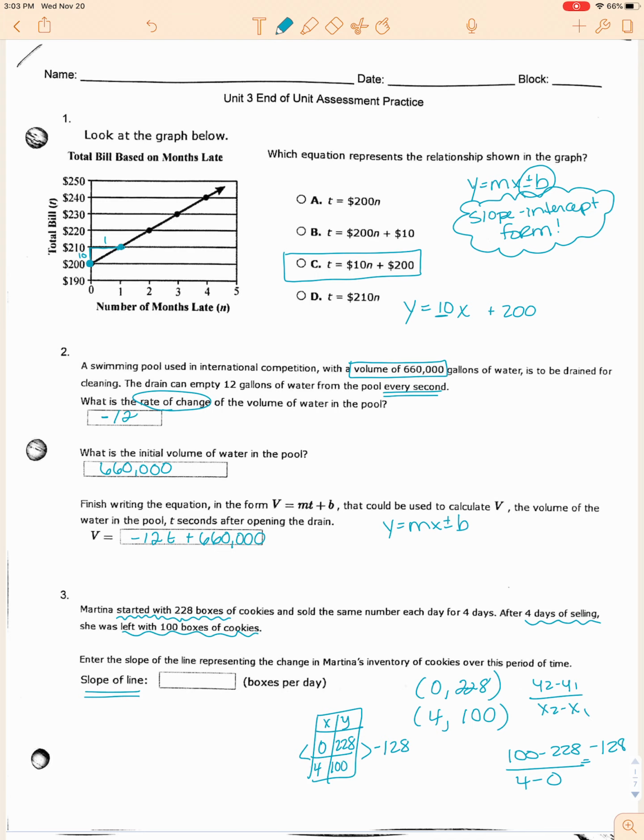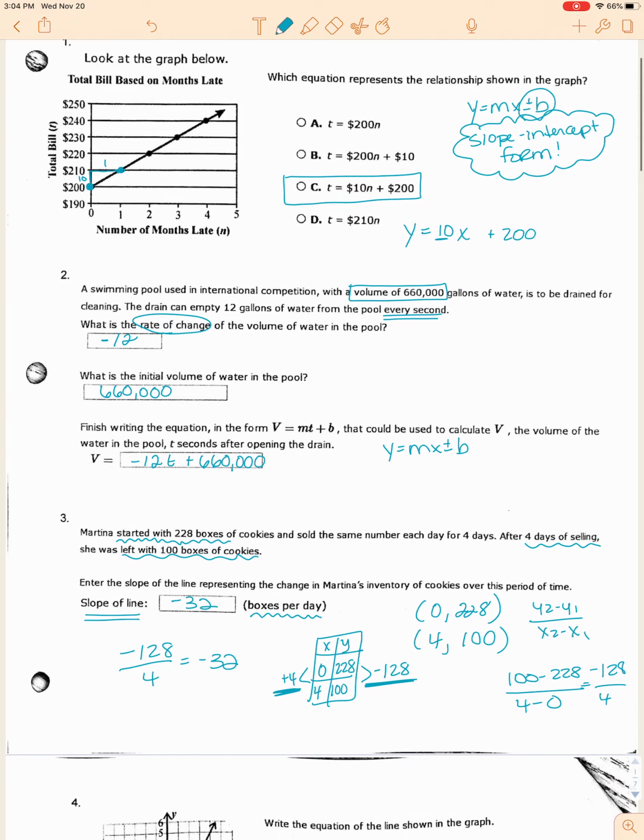And now from 0 to 4 is a positive 4. So again, on the bottom, I would still end up with a positive 4. So I would do the difference in my y value over the difference in my x value. Negative 128 over 4. And either way, again, with that slope formula, I get the same exact fraction, and that would be negative 32. So negative 32 is the slope of the line, but what that means in this problem is that she sells 32 boxes per day.